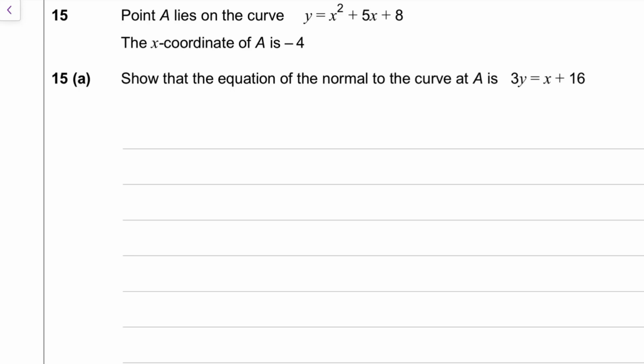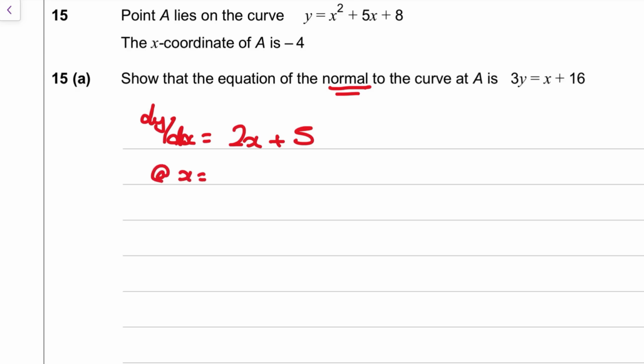Right, point A lies on the curve y equals this. The x-coordinate of A is minus 4. Okay. As soon as I see the word normal, I'm thinking tangents, and I'm thinking differentiation, and I'm thinking make sure I get my tangent and normal gradient correct. So let's do this carefully. So dy/dx is equal to 2x plus 5. The x-coordinate of A is minus 4. Okay, right. So I need to work out the tangent gradient.